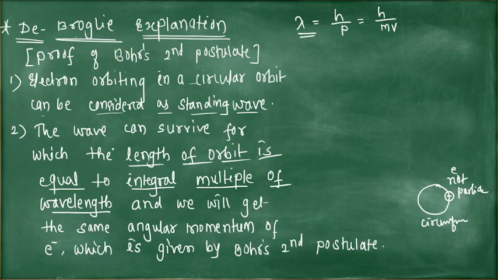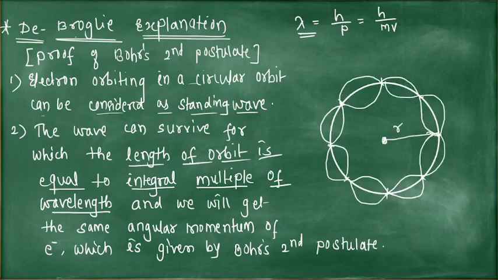So how can you show this by diagram? In the textbook diagram, the standing wave is shown in the fourth orbit because it is very simple to draw. So see here, the orbit in which electron is moving. This is a fourth orbit.